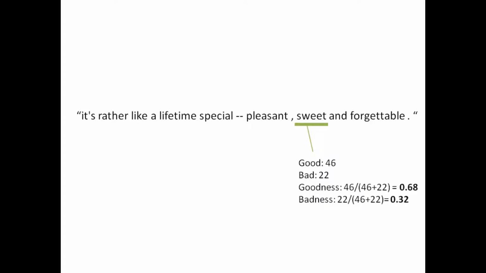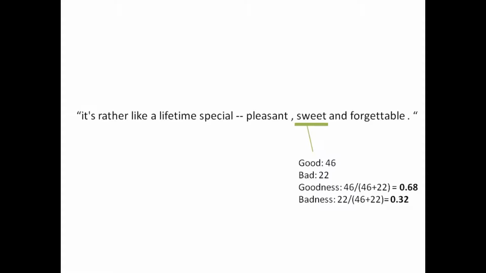In fact, if you were to look through the entire training set, you would find that the word sweet occurs 46 times in good sentences and only 22 times in the bad sentences. So that's pretty good. You could imagine calculating the goodness of this word based on these numbers. The total number of times we've seen it in the train set is 46 plus 22, or 68, and of those, 46 were good reviews. So the goodness of this word is 46 divided by 68, or 68%.